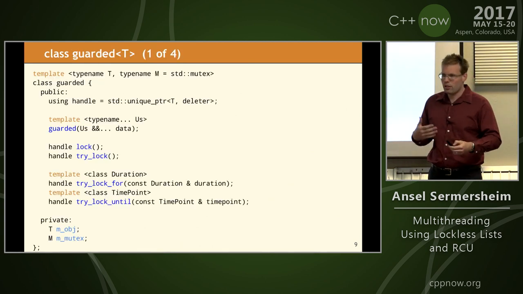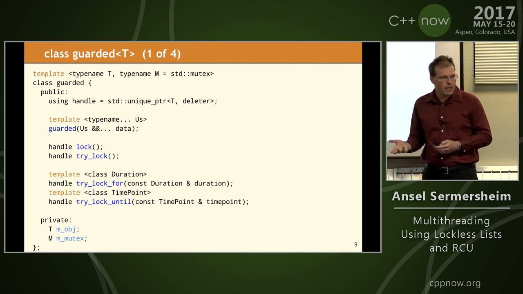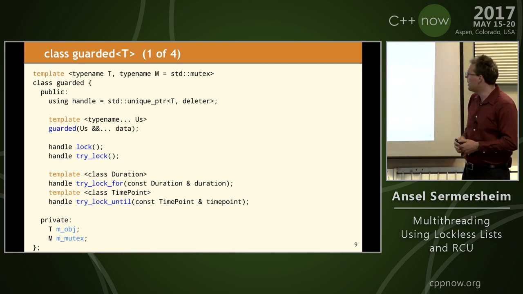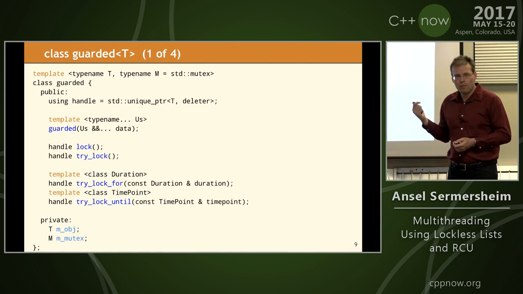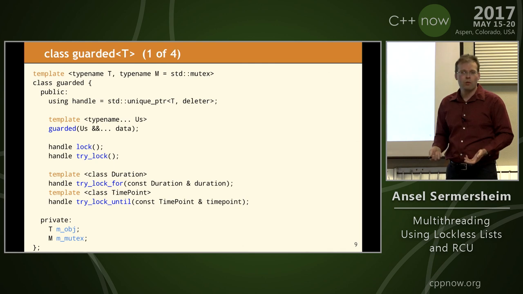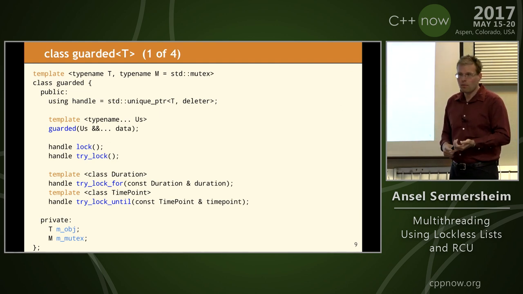Guarded T is the simplest of the classes in libGuarded. It wraps together an object of type T and the associated mutex that guards access to the T. When you lock the object, you receive a handle, which is a unique pointer to the object. When that unique pointer is released, then the object is unlocked. This makes it very difficult to get access to the object without having first locked it. It makes it difficult to forget to unlock it, and it ensures that only threads who've locked the object have access to it.